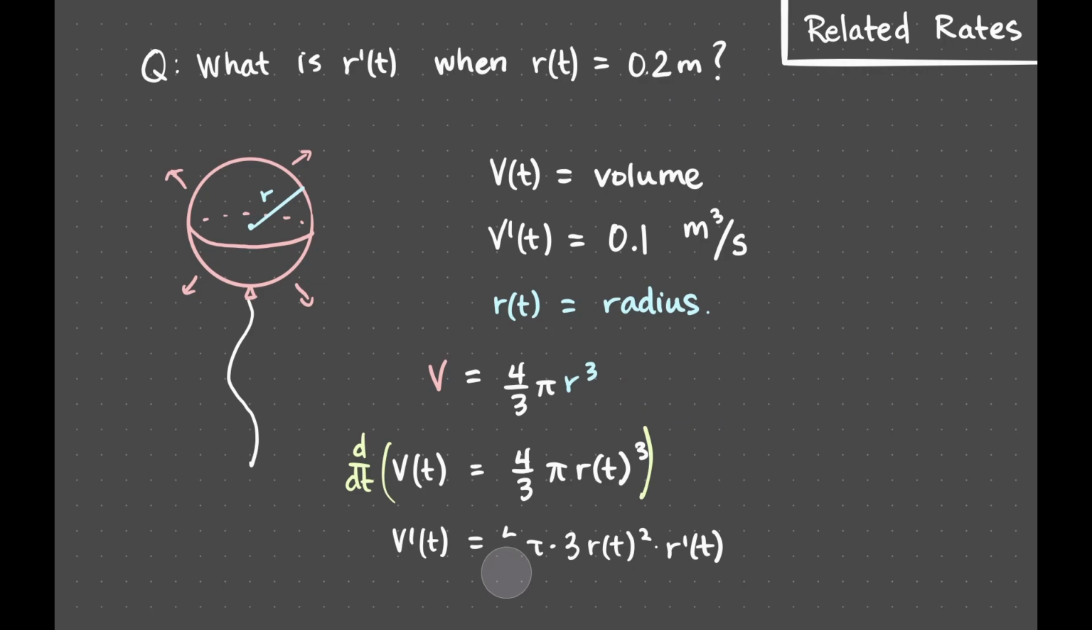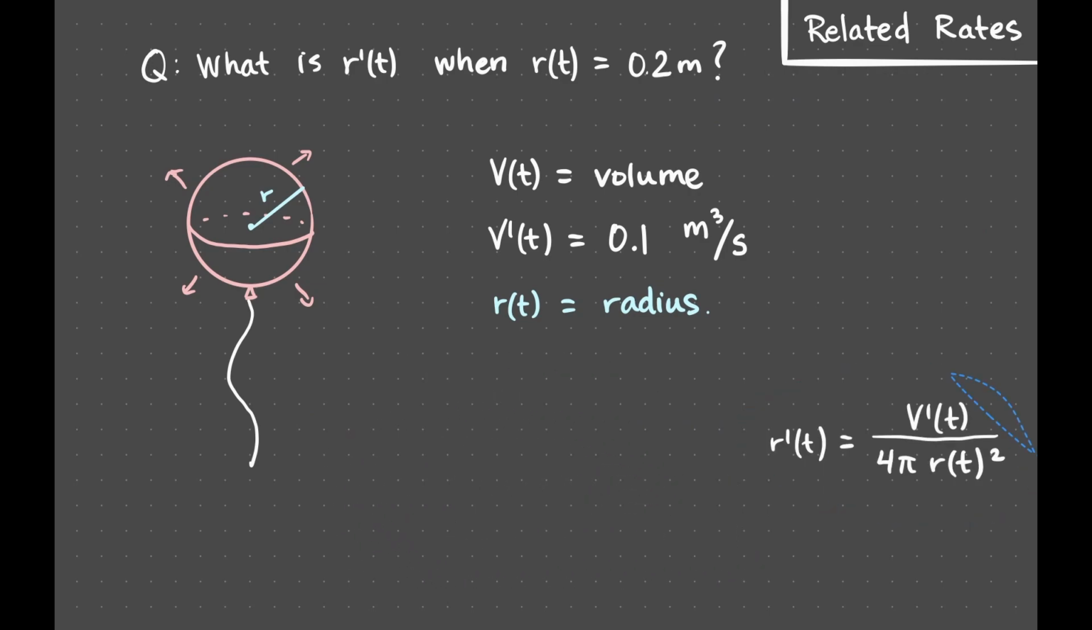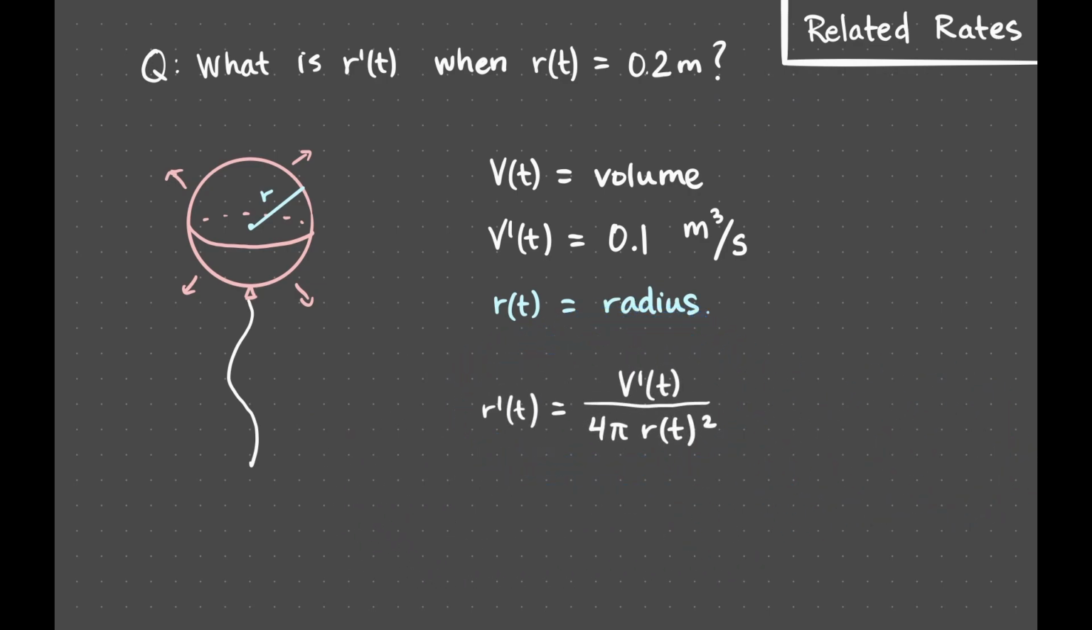Now, we can simplify the right-hand side a little bit and just write 4 pi r of t squared times r prime of t. At this point, we'd like to solve for r prime of t because that's the quantity that we're interested in. So we isolate it and we find that r prime of t is equal to V prime of t all over 4 pi r of t squared. This way of expressing r prime of t is particularly nice because it expresses r prime of t at any time in terms of both V prime of t and r of t.